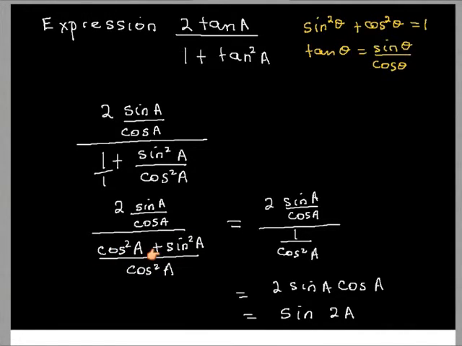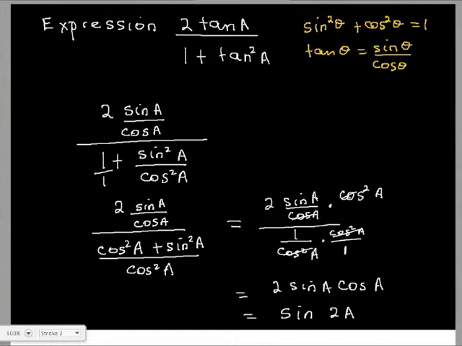Now if you look at just the bottom, you realize that cos squared a plus sine squared a is simply equal to 1, keeping cos squared a as cos squared a. You can simplify this fraction by making the bottom a 1, by multiplying top and bottom by cos squared a, and you can see that the bottom has cancelled out. And in fact, this cancels out as well, and you finally end up with twice sine a cosine a.